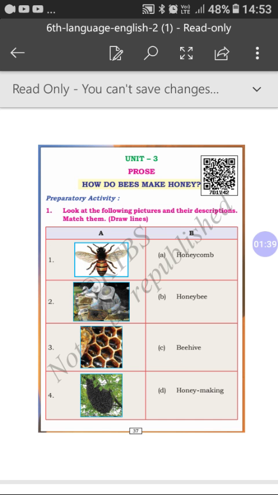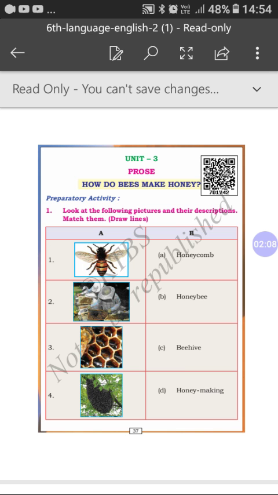Let's read the lesson on honey making. So let's find out some questions before we start the lesson. What are the questions here? What is honey used for? Where do bees collect nectar from? So here the question is what is honey used for? So usually we consume honey. What is it useful for?